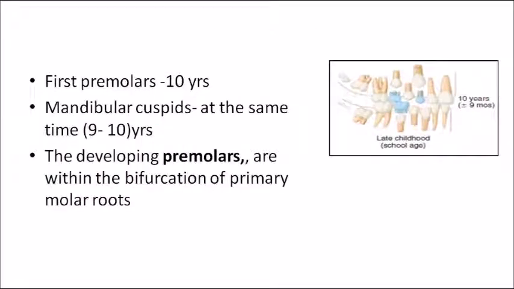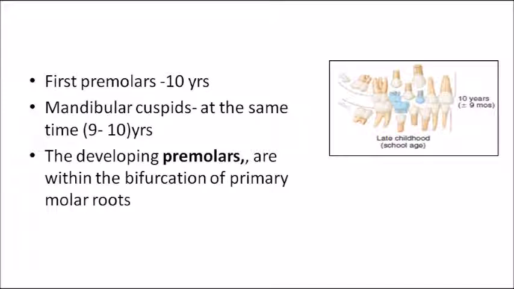Now the status of dentition at 10 years of age. At 10 years of age, you can notice that what is remaining is mostly your second primary molars, both in the upper and lower arch, as well as your maxillary primary canine. So only 3 primary teeth will most of the time be remaining at around 10 years of age, and the first premolars have also erupted at the age of 10 years.